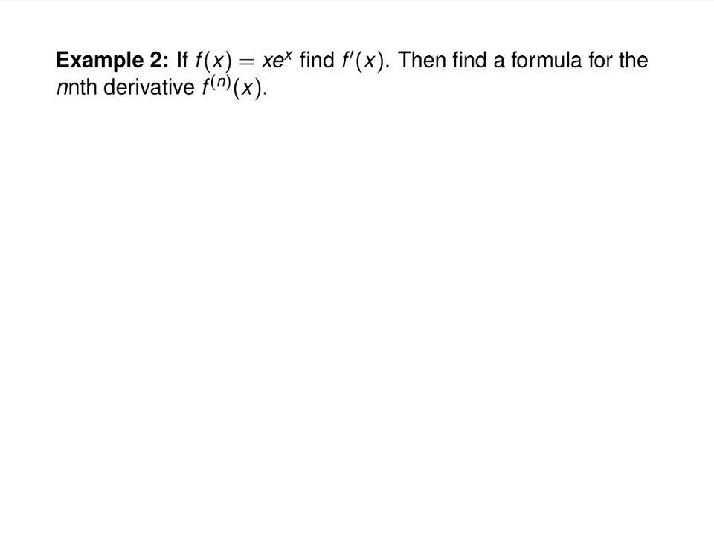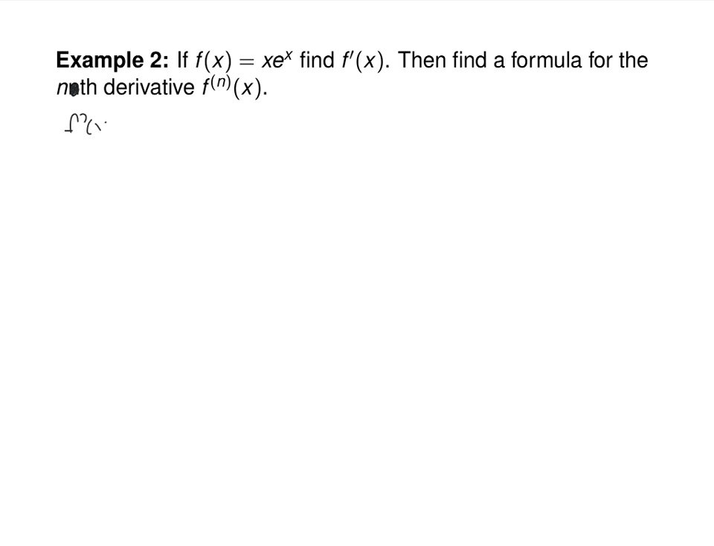So if f of x is x e to the x, find f prime, and then find a formula for the nth derivative. What they're looking at there is that there's going to be a pretty obvious pattern if you take a couple derivatives. So we're going to take 2 derivatives, maybe 3, and we'll see what the pattern is.